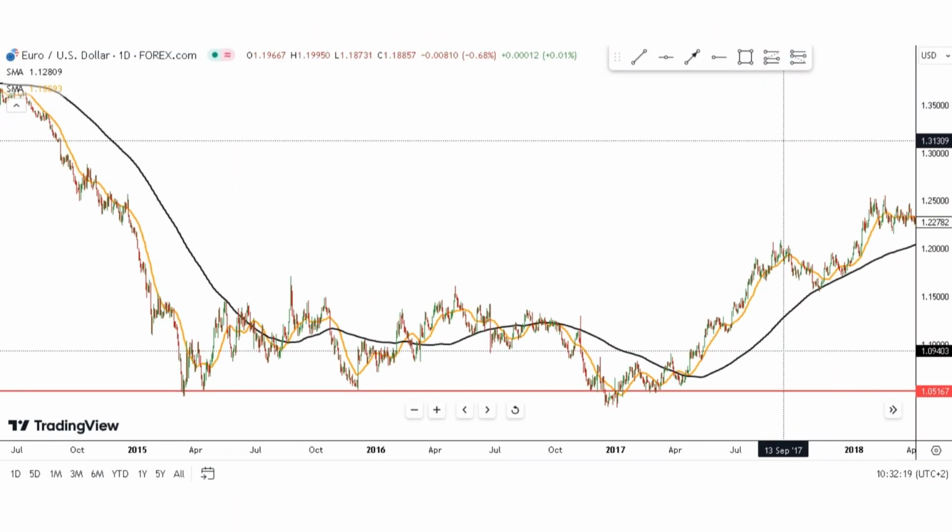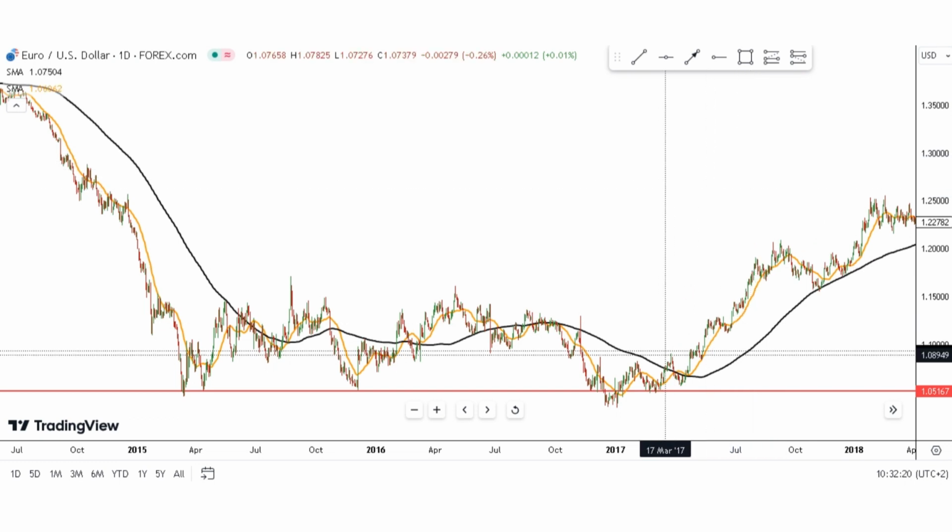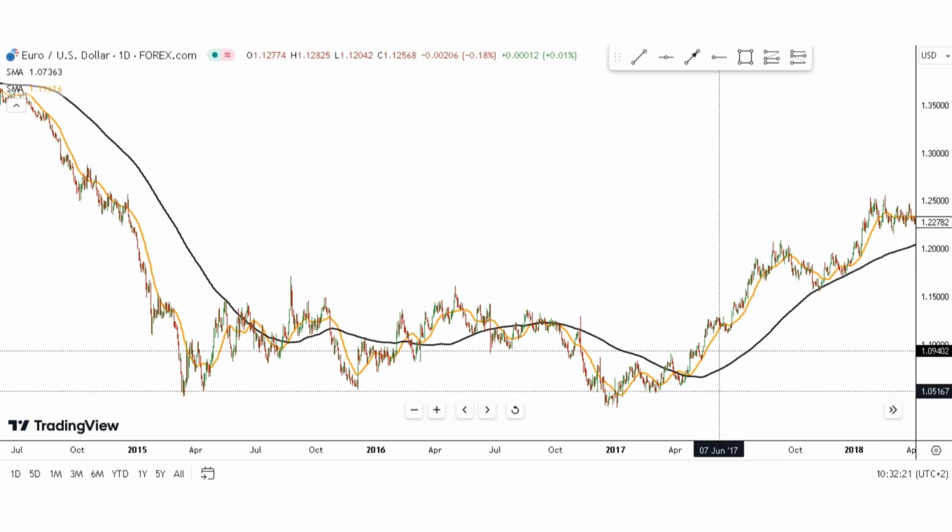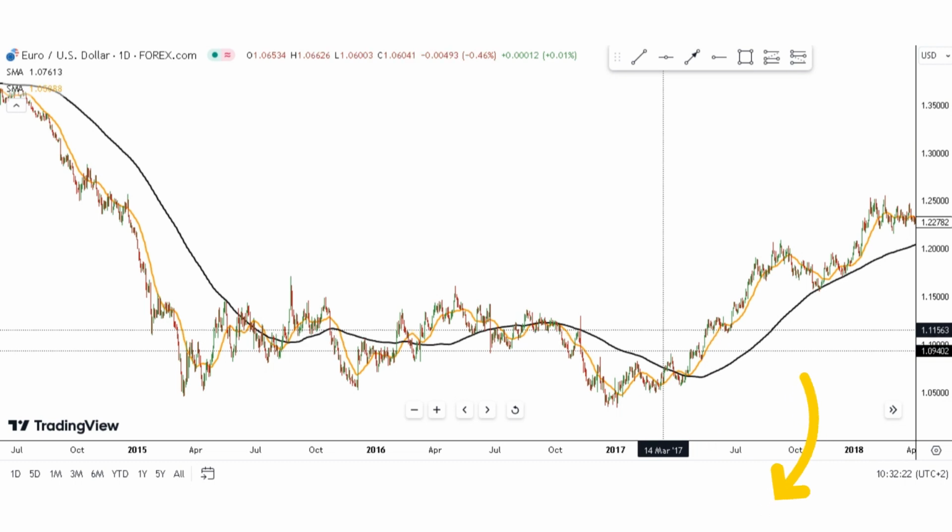Let's take a look at some real examples using TradingView, a free charting software that you can also use, and you can register for free using the link in the description below.